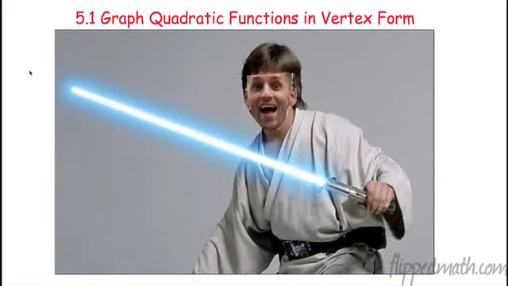Quadratic equations, quadratic functions, things like that. We're going to start off by learning how to graph quadratic functions in what is called vertex form.